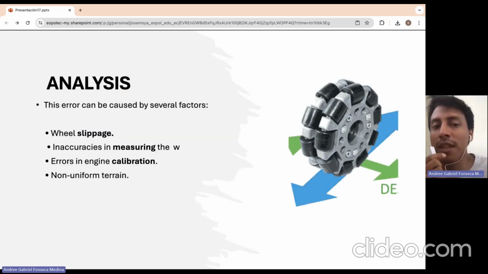In this case, for the analysis, we have to take into account many factors, such as wheel slippage, inaccuracies in measuring angular velocity, errors in the motor calibration, and non-uniform terrain. Those factors are not considered in the kinematic model presented before this analysis. That's the reason the robot doesn't follow the trajectory that it initially intended.